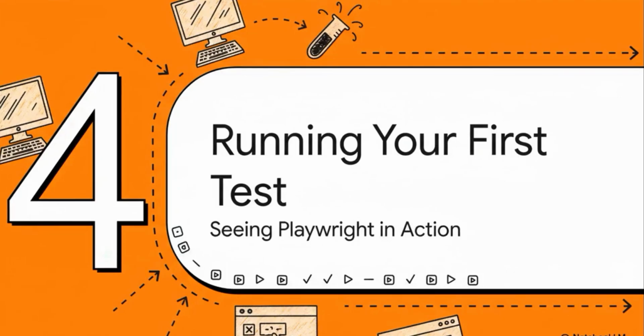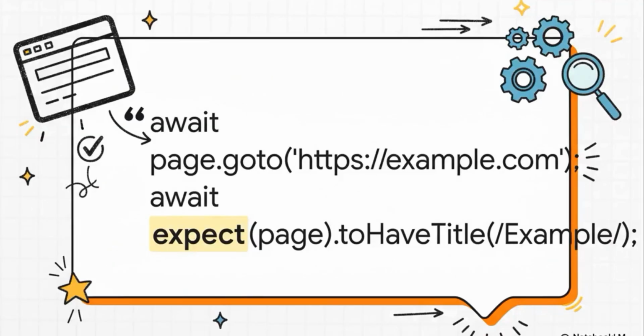Now for the fun part, running our very first test. And the best part is, you don't even have to write one yet. The installer creates a perfect little example for you, so you can see Playwright in action immediately. And just look at the code it gives you. It's so clean and readable, isn't it? All this does is tell the test to go to example.com, and then it expects the page to have a title that includes the word example.